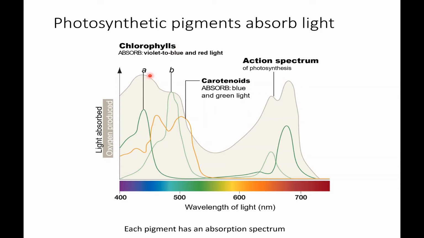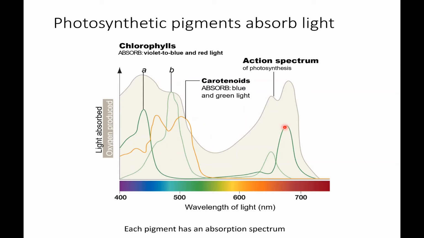Our graph is also showing you specific absorption spectrums for chlorophylls. There are two of them, chlorophyll A and B, as well as an accessory pigment, carotenoid. Notice chlorophyll A and B together absorb in this blue to violet range, and they also absorb the red light. So these pigments are the two that are primarily responsible for photosynthesis.